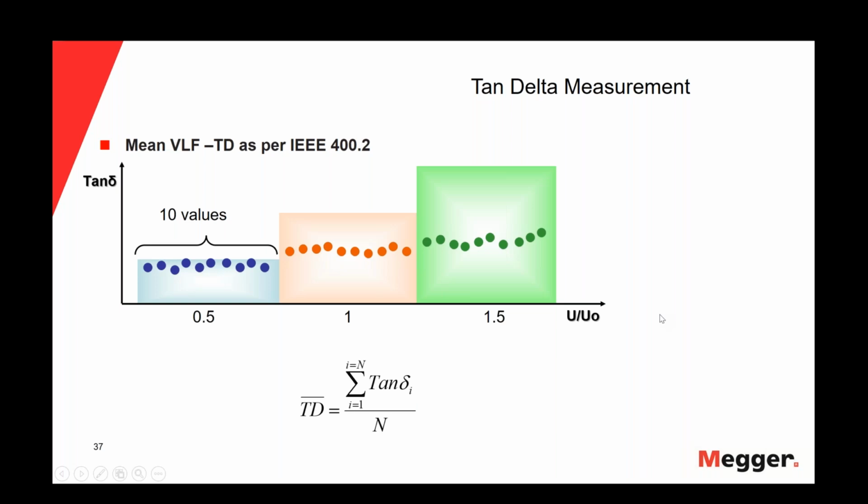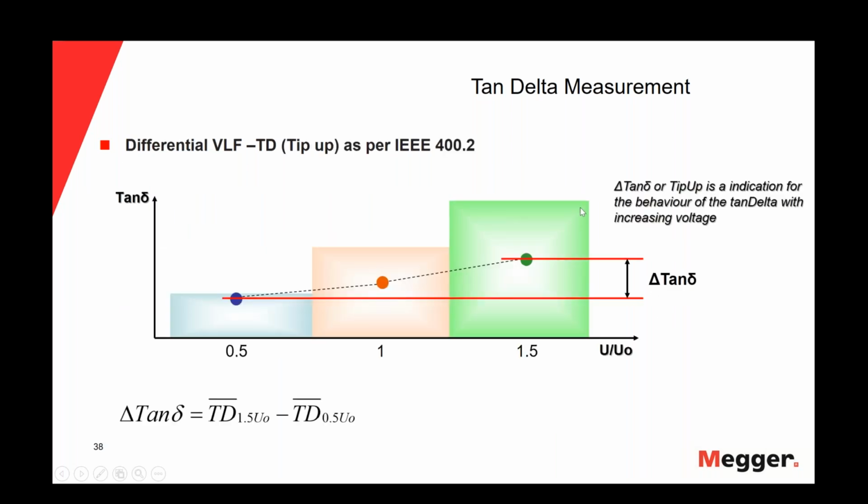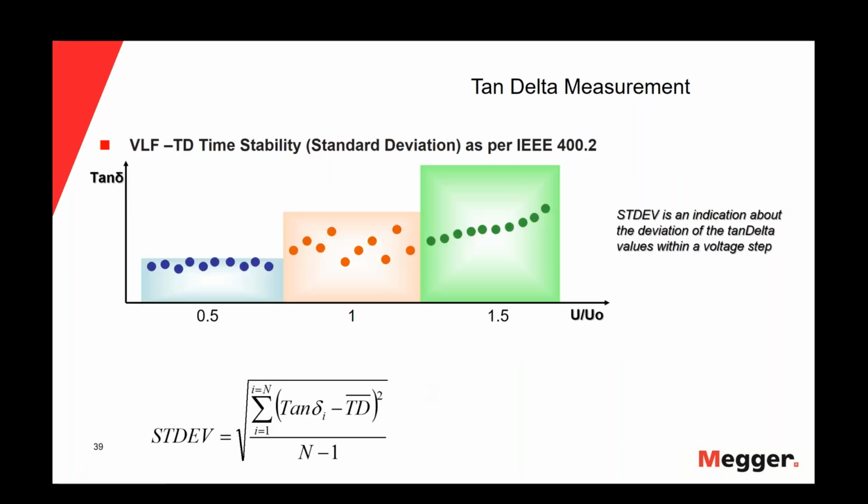The second parameter we will measure is the delta of the tan delta. That is the mean value of the tan delta at 1.5 U naught minus the mean value of the tan delta at 0.5 U naught. And the last parameter we will measure is the stability of the tan delta, the standard deviation, which means how far or how close to each other the different individual values of the tan delta are.